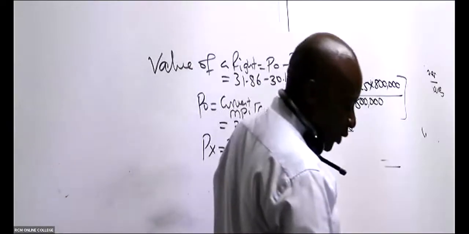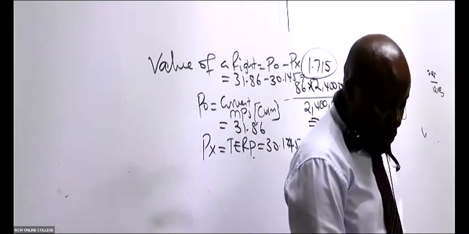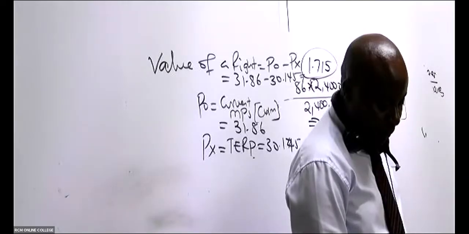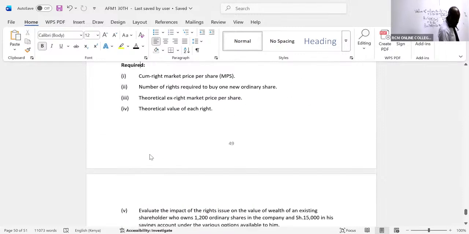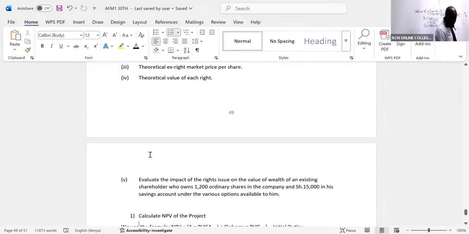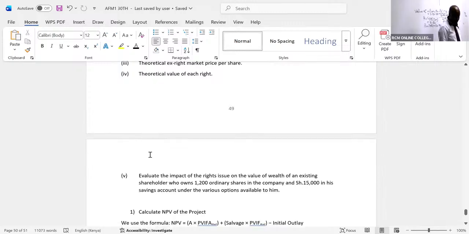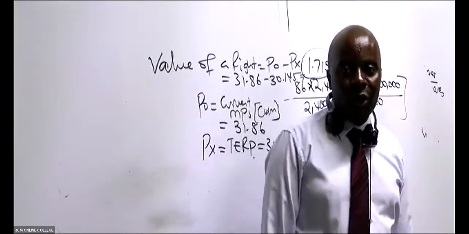So in our next class, you can see they want us to look at a shareholder who is problematic. They want us to evaluate the impact of the rights issue on the wealth of an existing shareholder who owns 1,200 ordinary shares in the company and has shillings 15,000 in his savings account. What are the various options available to him? What kind of options do you think will be available to this gentleman?